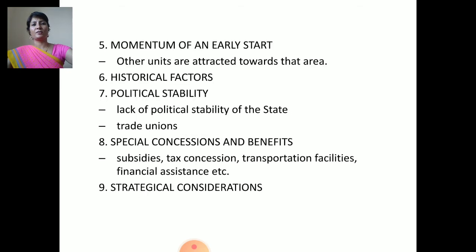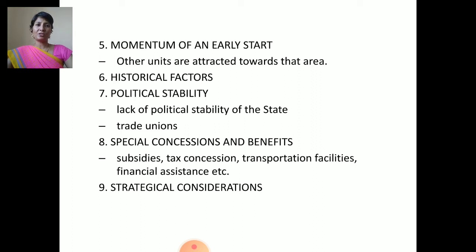The next factor which we are going to discuss is momentum of an early start. Momentum of an early start has an influence on industry location. Once an industry has been started in a particular area and it has been successful, the business people develop a sort of attachment to that area. Consequently, other units are attracted towards that area. Subsidiary units and other servicing units also group up. All these factors give momentum to the growth of new industries in such an area.